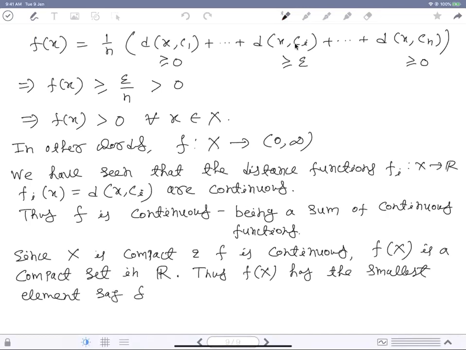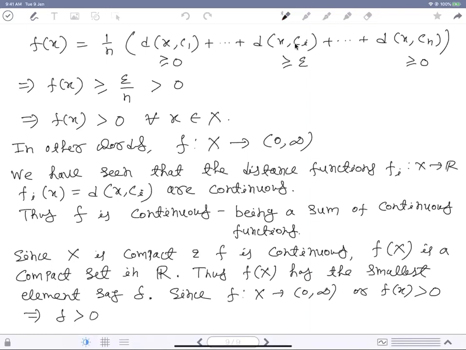Say delta, right? Now we have seen that f of x is bigger than 0, that means the smallest element is also bigger than 0. Now since f is a function from X to (0, infinity), or you can write f of x is always bigger than 0, that implies delta, which is the smallest element, is bigger than 0.